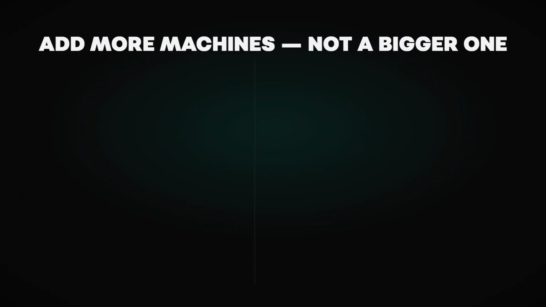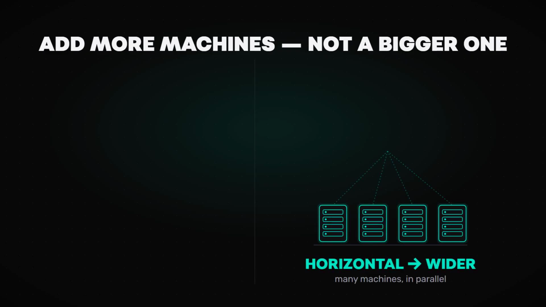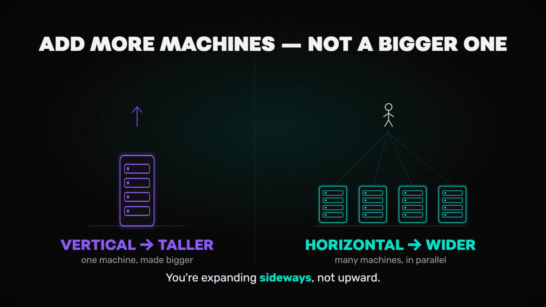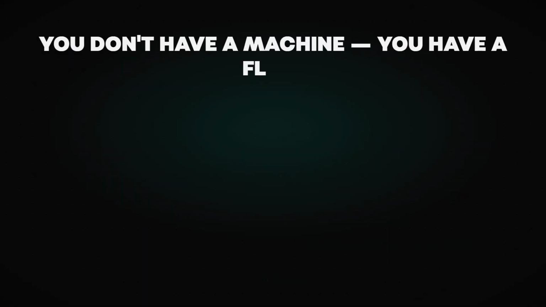Let's get into it. Horizontal scaling means adding more machines to your system instead of making one machine bigger. You take your application and you run multiple copies of it, each on its own server. Traffic gets split between them. Each server handles a portion of the total load. If vertical scaling makes the box taller, horizontal scaling makes the boxes multiply outward. That is why it is called horizontal. You are expanding sideways, not upward.